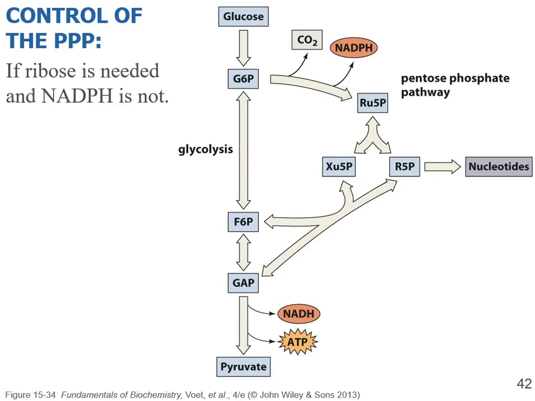So we just discussed what the cell would do if it needed NADPH and didn't need any ribose. But what if we have the opposite need, that we need ribose and we don't need NADPH? Again, you should think about what pathways might be necessary.